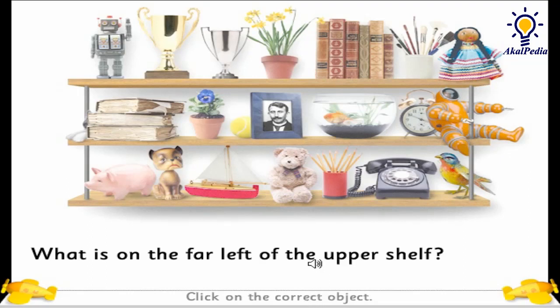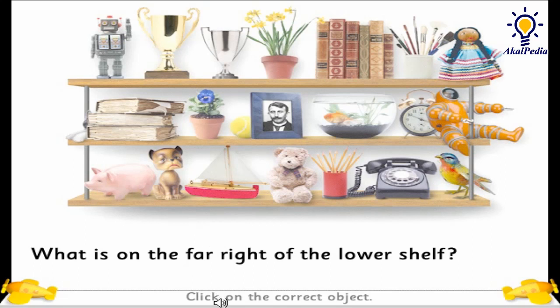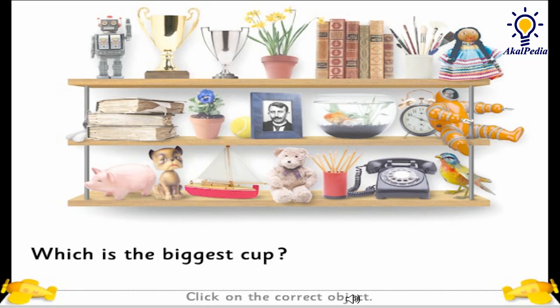Click on the correct object. What is on the far left of the upper shelf? Yang paling atas sini. Click on the correct object. What is on the far right of the lower shelf? Yang paling bawah kanan, burung. Click on the correct object. Which is the biggest cup? Cup.